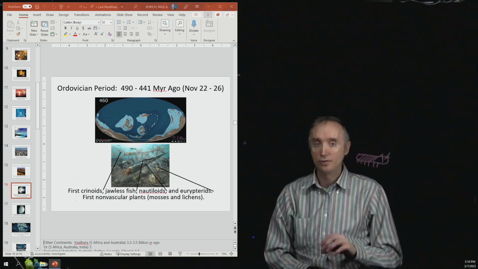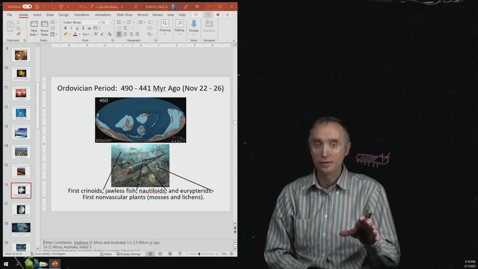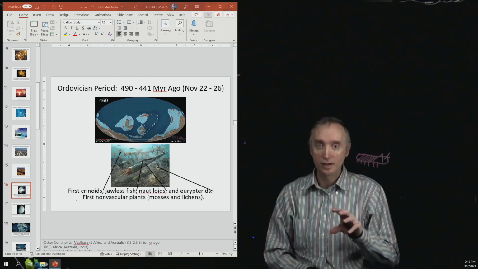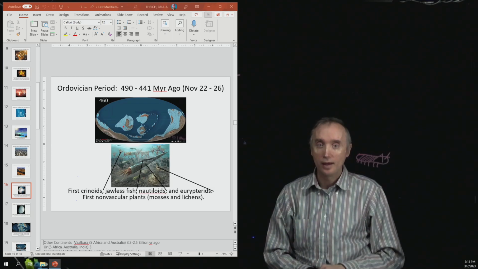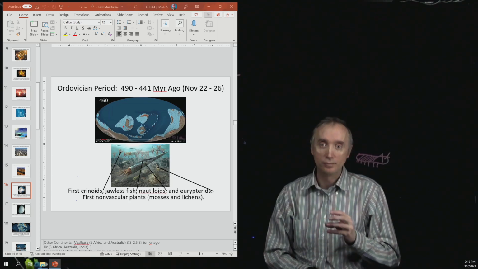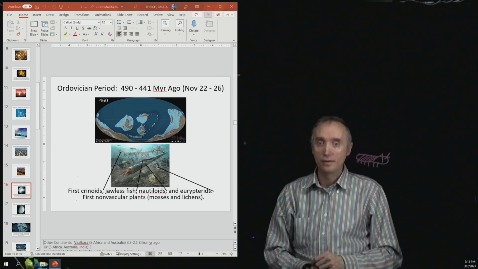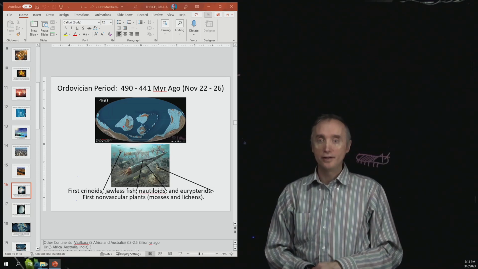You'll notice that North America is moving around. It's in the temperate zone right now. So part of it is getting into the tropics. And you'll notice that most of North America is covered up by water at this point. Okay, and then the first crinoids.